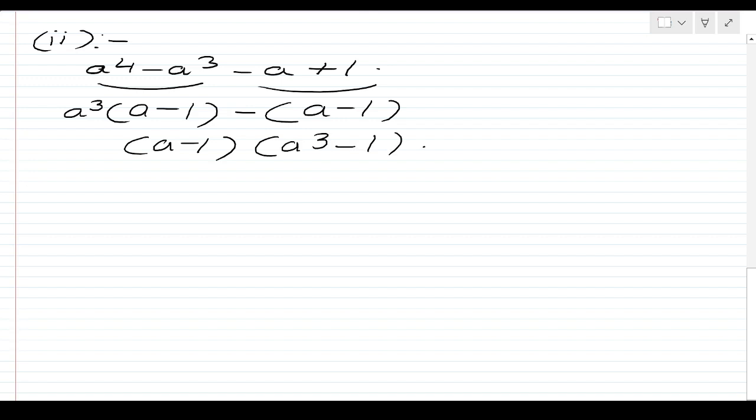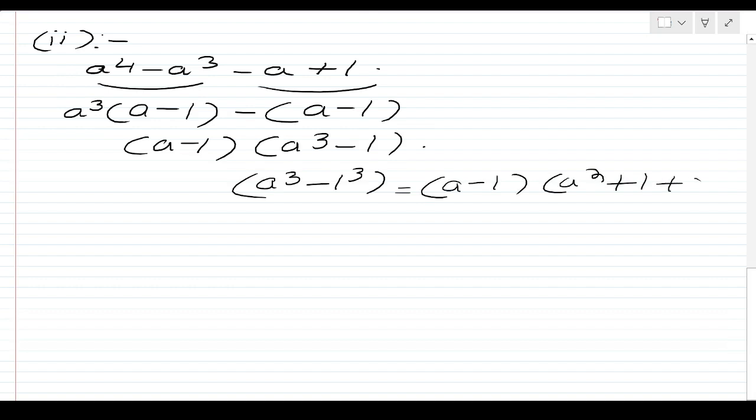Now a cube minus 1 can be written as a cube minus 1 cube. That means we're going to use the identity that we learned in the previous chapters. Now, a cube minus 1 cube is equal to what? It is equal to a minus 1 and a square plus 1 plus a. So what are we going to do? We're basically going to remove a cube minus 1 cube and write this expanded form instead of it.